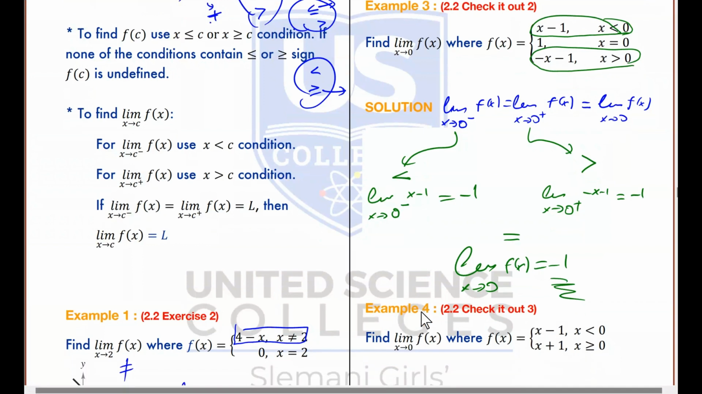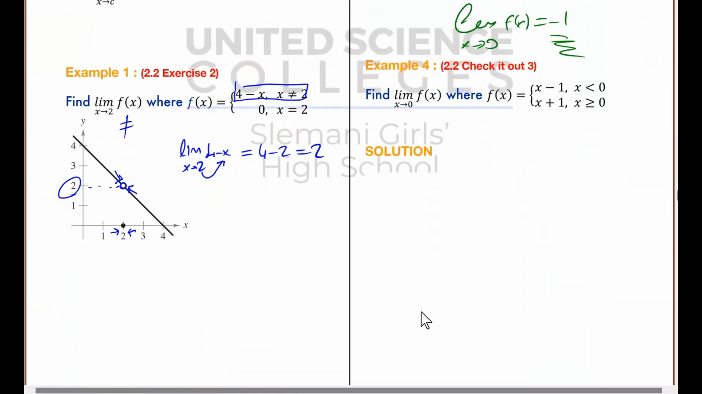Next question. It's asking about the limit. So we check both the right and left side conditions. For the less than condition, left side. For the more than condition, right side limit. So limit as x approaches 0 from the left of the function, the corresponding function is x minus 1. Inserting 0 gives you negative 1.